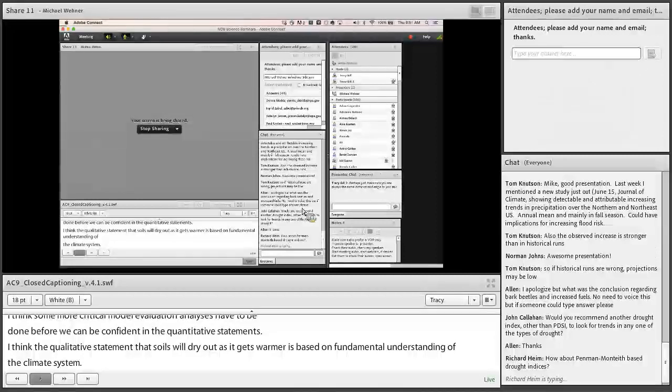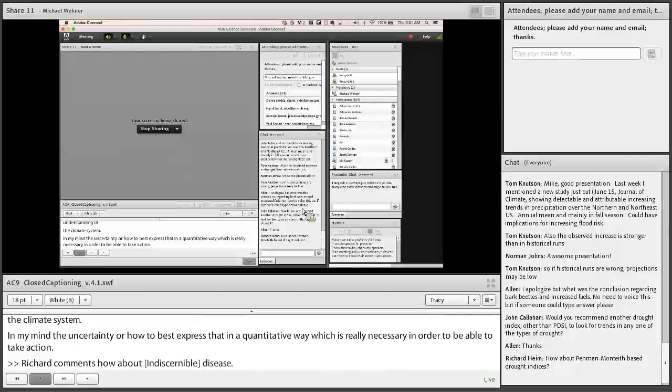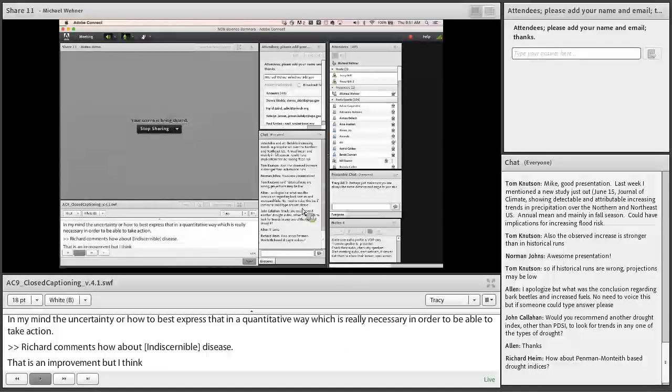And then Richard Hine comments, how about Penman-Monteith-based drought indices? That's an improvement, but I think this paper by Millie and Dunn that we cite in our chapter also finds that these are less than perfect.